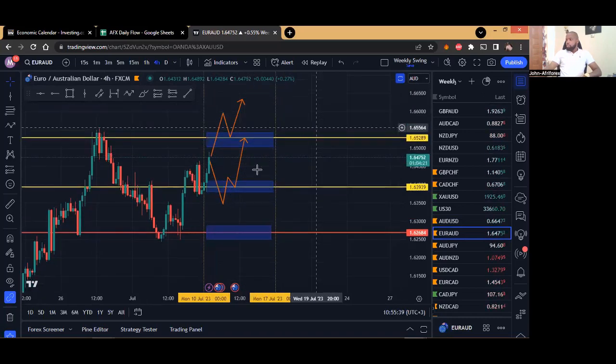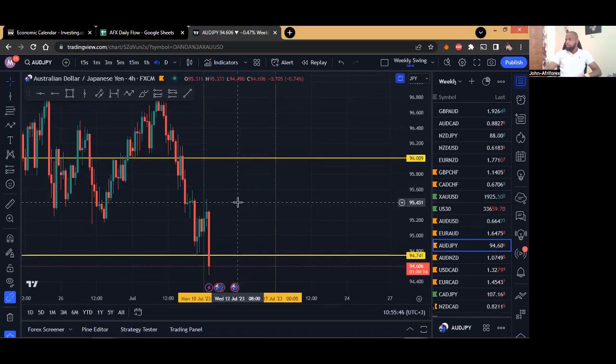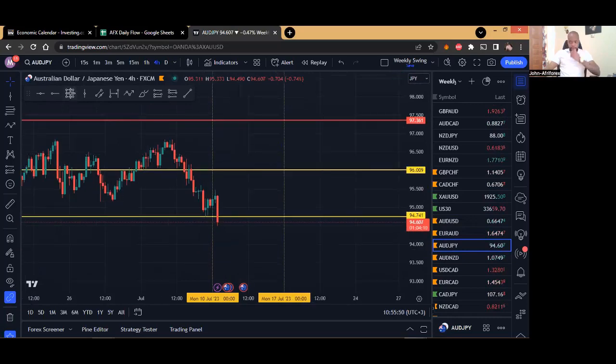So hopefully you take a note of that. Let's see what happens in the course of the week. But ideally, the buyers should be to look for buying opportunities. So the next one is the Australian dollar against the Japanese yen. This is also a new entrant on our watch list.